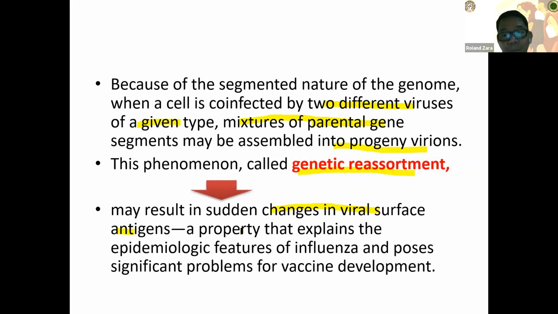So this is the property that explains the epidemiologic features of influenza, and poses significant problems for vaccine development. So it can no longer be recognized by the vaccine because of the genetic reassortment. So that's why there is an annual dose of your influenza vaccine based on the isolate, which strain of influenza virus.